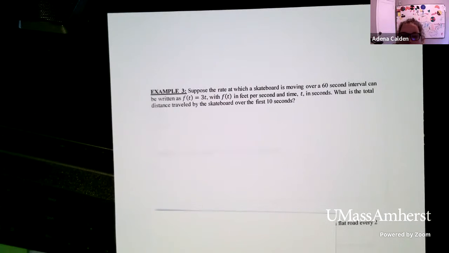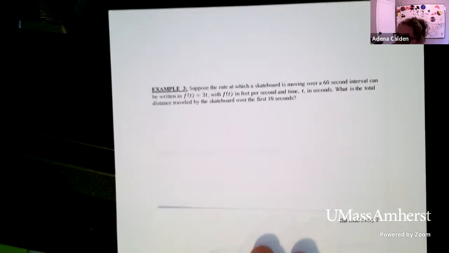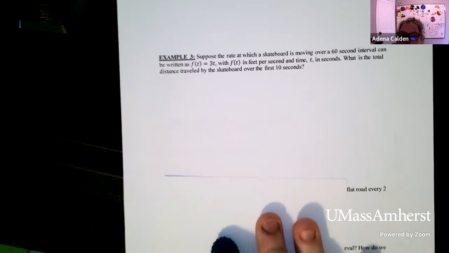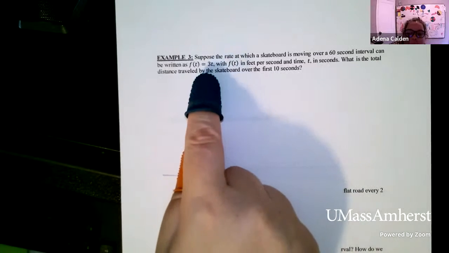Okay, so what's different about this problem? What's different about this problem is the rate at which we are traveling is now a function.